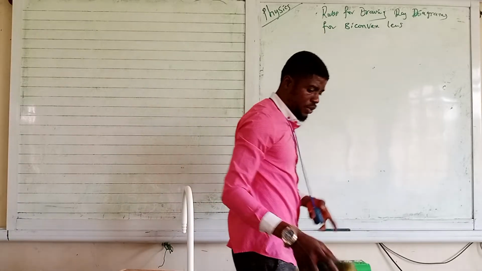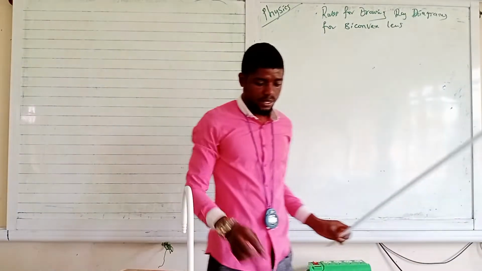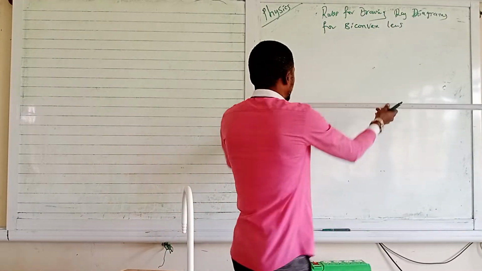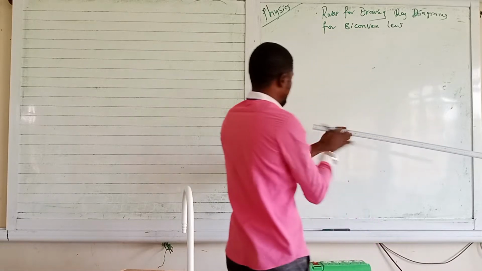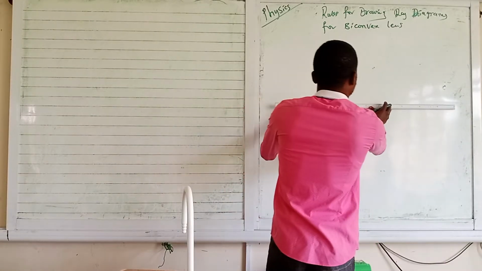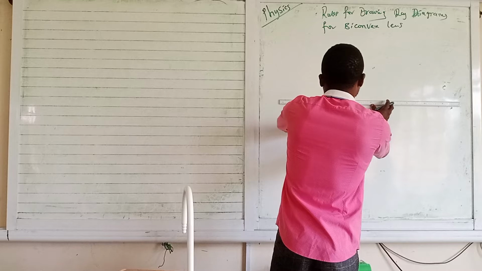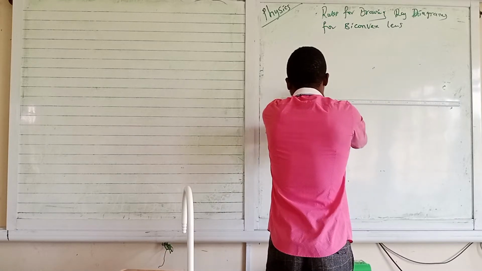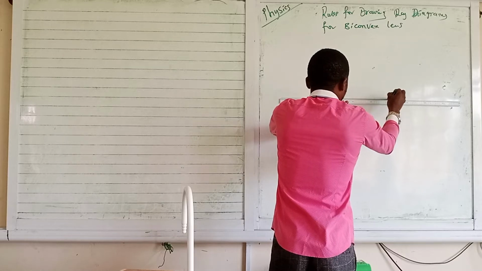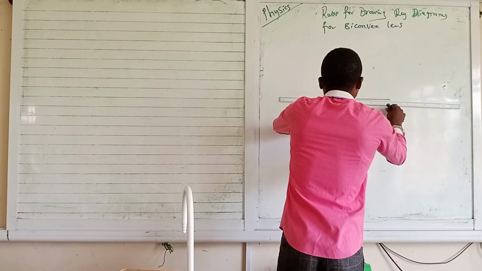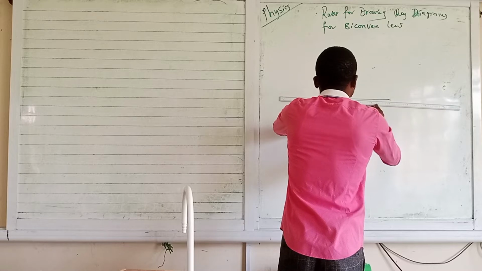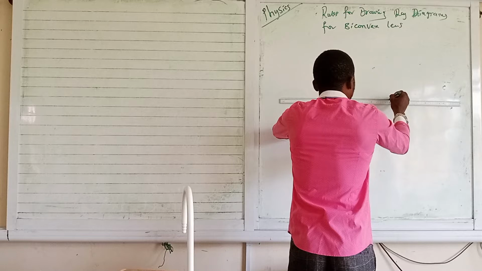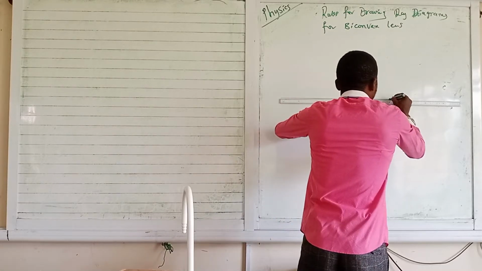So how do you draw your ray diagram correctly? First things first, pick up your ruler. I'm using from 0 to 60. Draw a straight line. Locate the center of the line. 0 to 60 is what I want to use. And then extend this line.